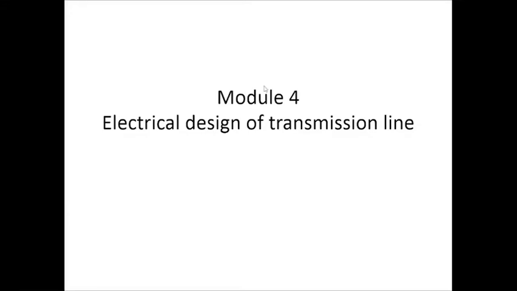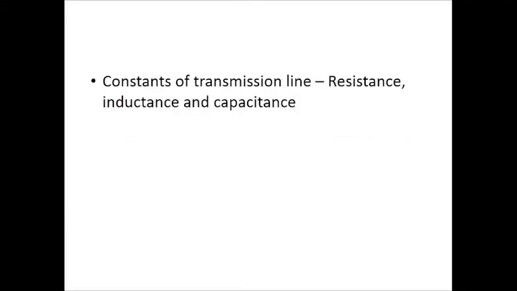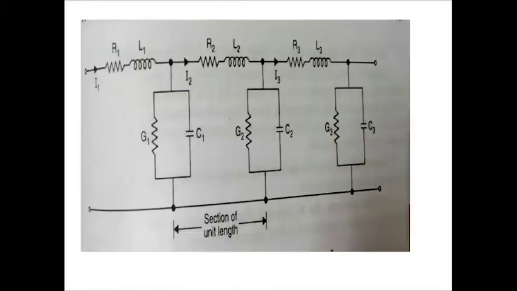The resistance, inductance and capacitance are generally known as constants of transmission line. If we are considering a two-wire system, the resistances as well as inductances are coming in series with the transmission line, while the capacitance as well as conductance are occurring parallel to this conductor system.